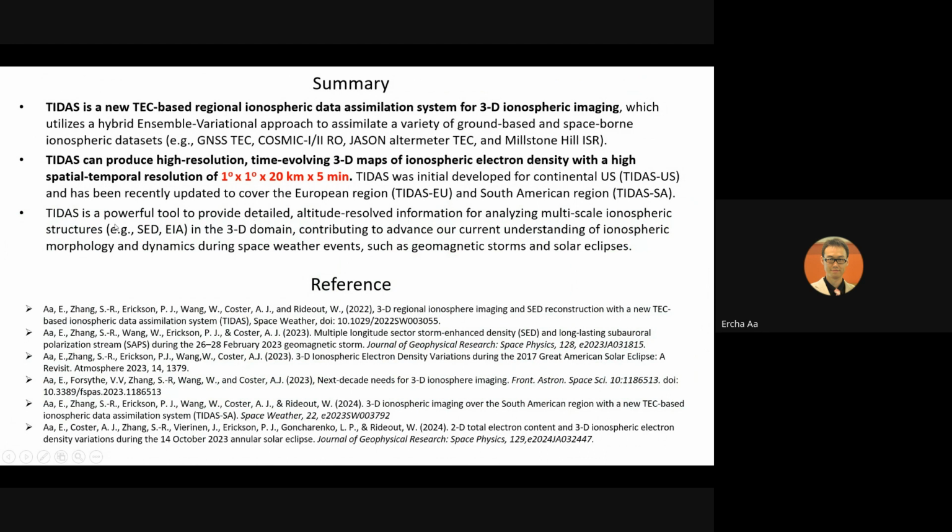TIDAS is a powerful tool for providing detailed altitude information that can help us advance current understanding of ionosphere physics during space weather events, such as magnetic storms and solar eclipses. These are the reference list, and that's all my talk. Thank you very much.